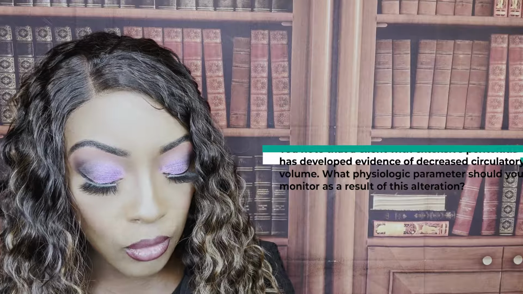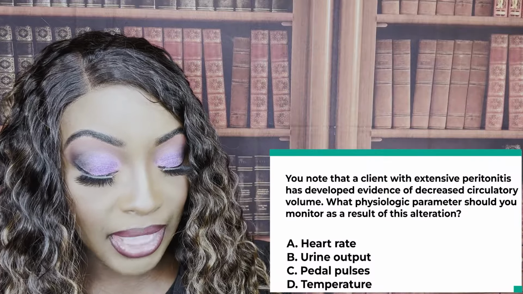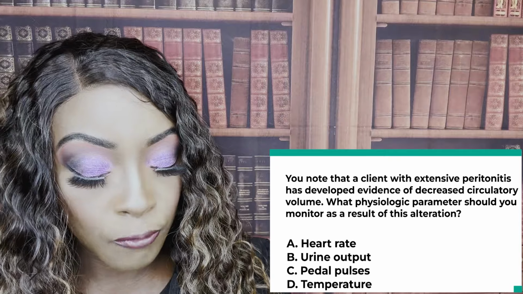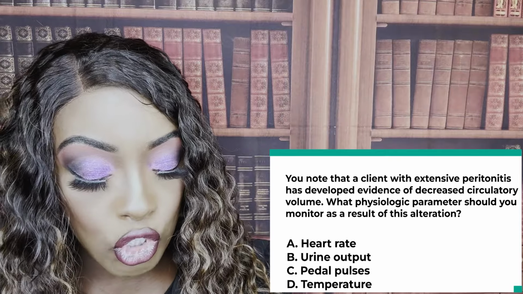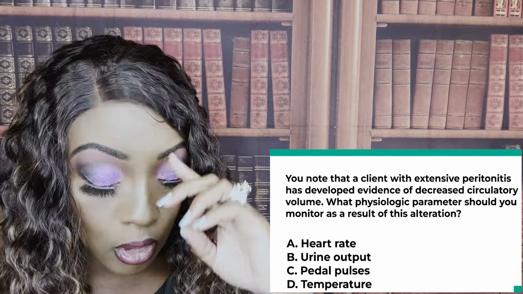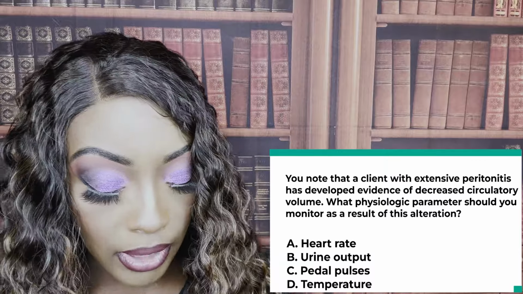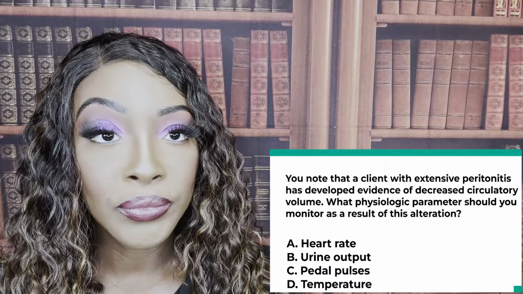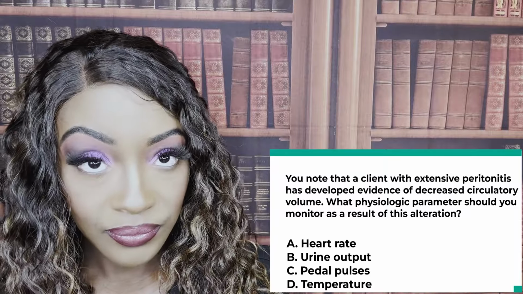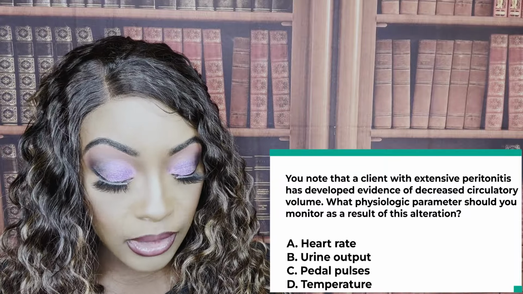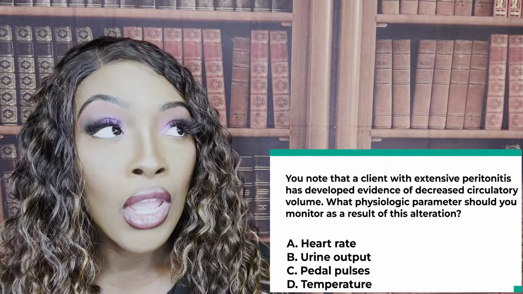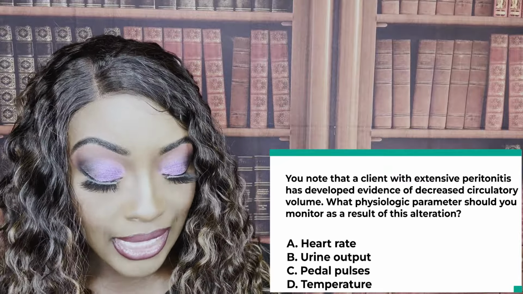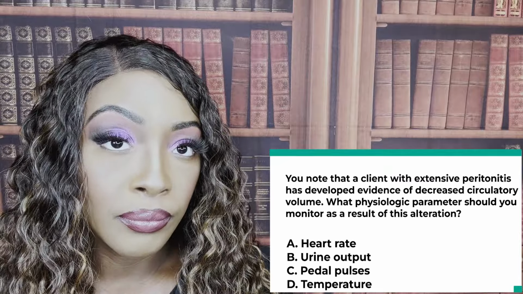You note that a client with extensive peritonitis has developed evidence of decreased circulatory volume. What physiologic parameter should you monitor as a result of this alteration? A, heart rate, B, urine output, C, pedal pulses, or D, temperature? And guys, the correct answer is B, urine output. What in this question led us to urine output? I'll tell you what phrase, decreased circulatory volume.